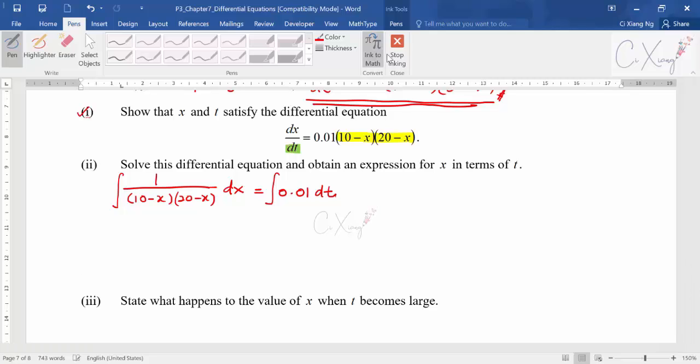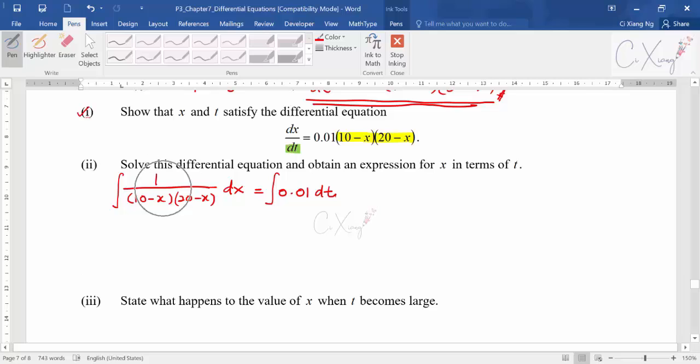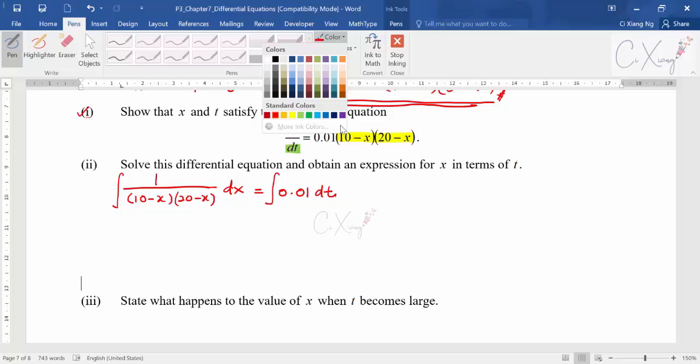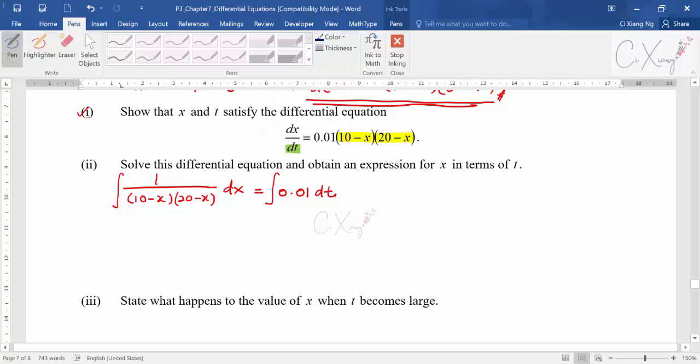So how to solve the integration? I will let you continue with it. But for sure, if you look at the left-hand side here, you need to do partial fractions first. I'm not going to show you the details, so you just try to figure it out yourself for this part.